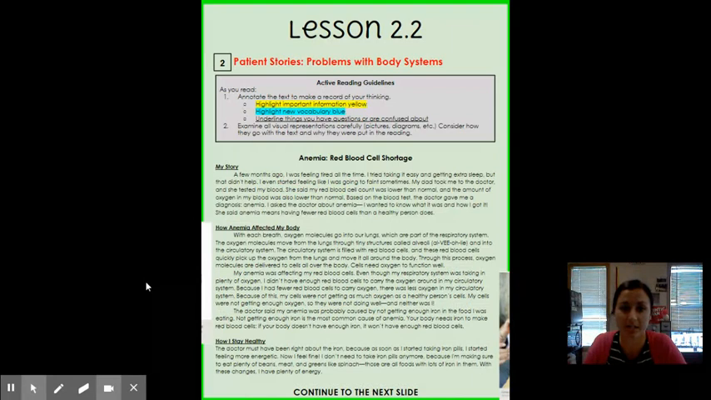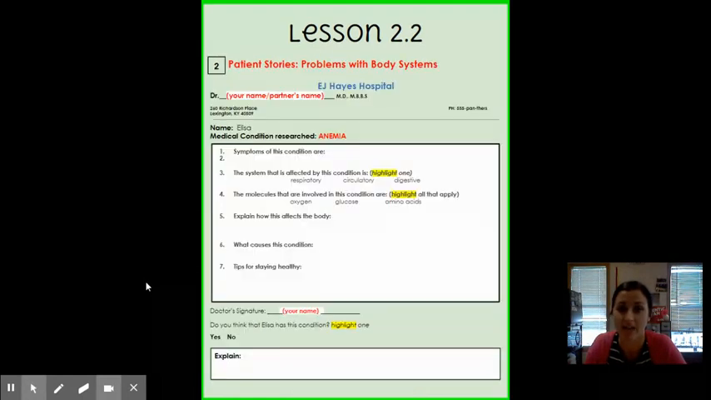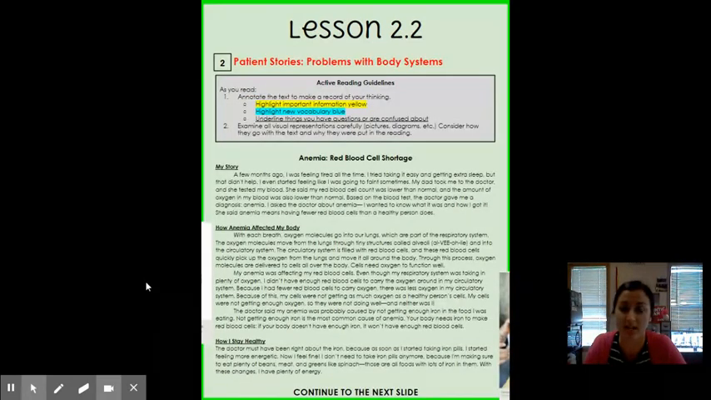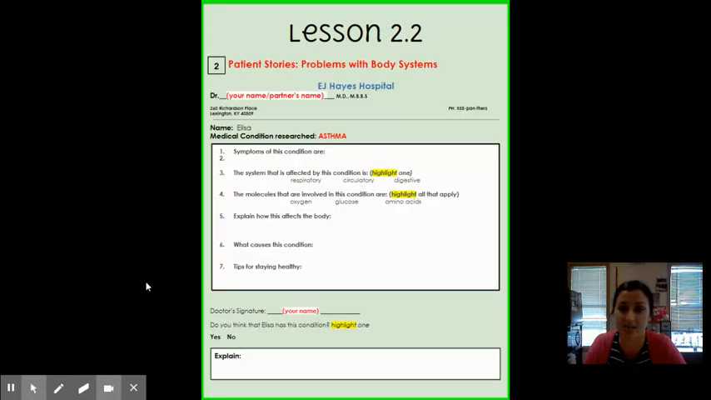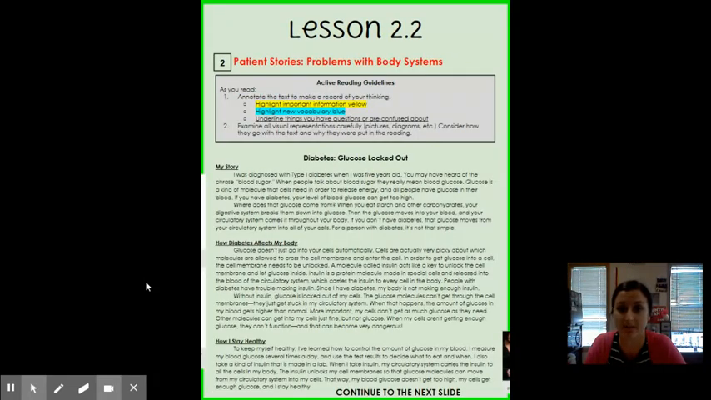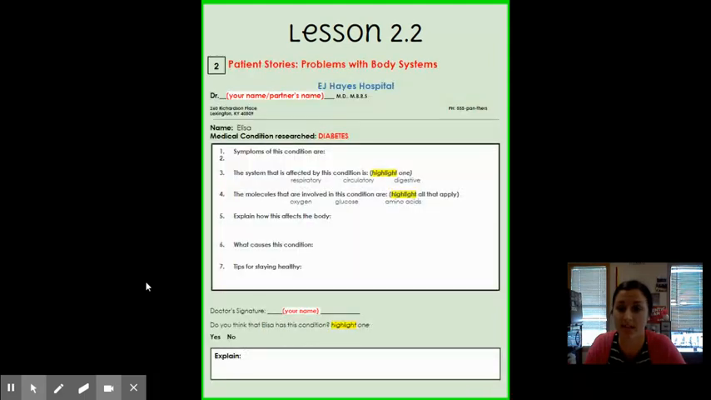If you look forward, here is the anemia passage. You're going to read it, and it tells the patient's story and how that affects the body. The following page is the medical form, and you will fill this out on your condition. If you pick anemia, you read anemia and do this condition. If you pick asthma, you read that and do the one for asthma. So you're only doing one. We have diabetes and then the form for diabetes and so on. You're only picking one.